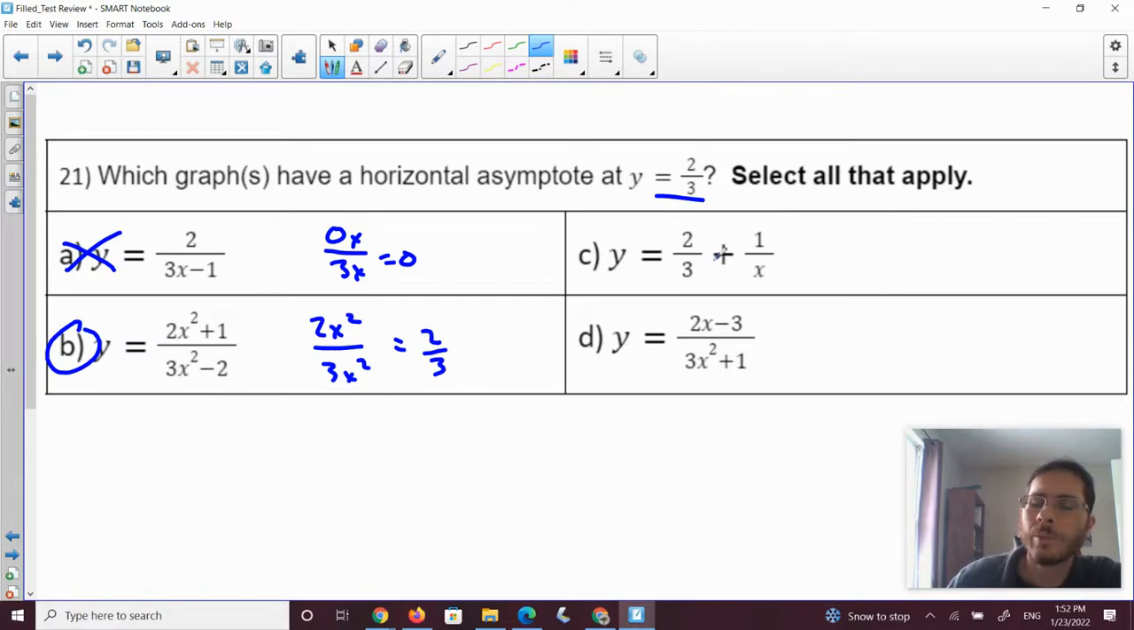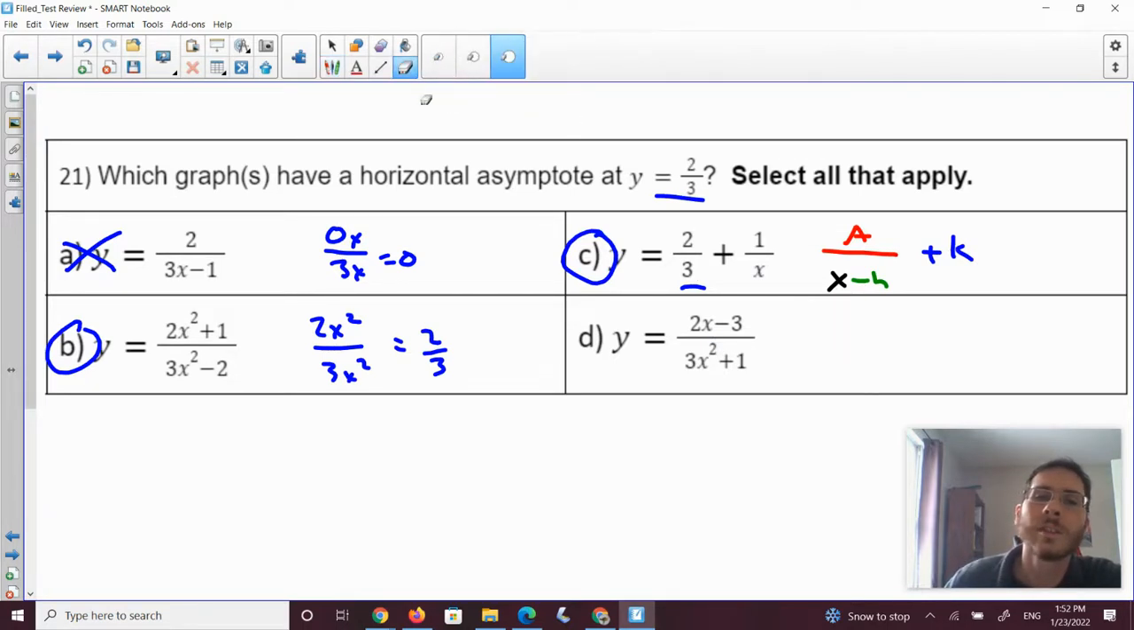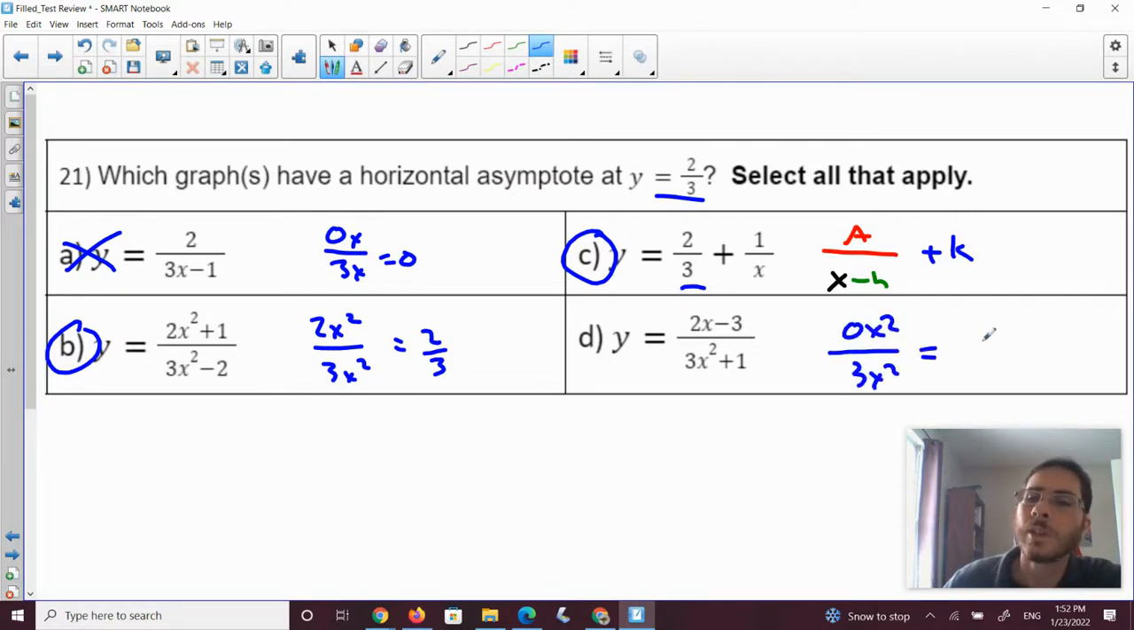This one is a little bit strange, but it's actually in the form of A over x minus h plus k. They just have the k out front. And since k is 2/3, we actually can pick C. That one's a little bit strange, but it's pretty cool that we get to think about this two different ways. For D, x squared is the highest, so oops, not 2x, because there's no x squareds on top. Since there's no x squareds on top, that 0x squareds divided by 3x squareds is going to be 0, just like for part A. So we're going to get rid of choice D. And that's what we got for 21.